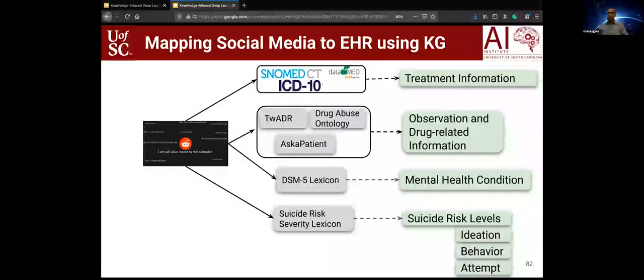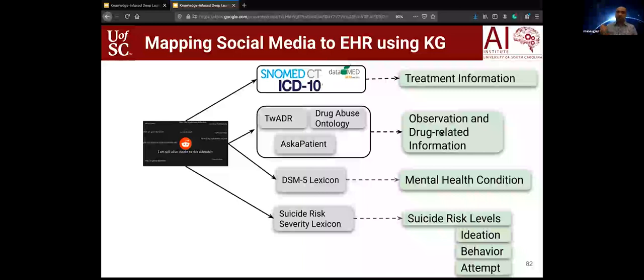So in short, what we achieved in this entire process is that there is Reddit, which is the social media; you can replace it with Twitter. And we have different knowledge sources for it. These knowledge sources are SNOMED CT, which gives you treatment-related information; Twitter ADR and all of the lexicons, which give you observation and drug-related information; DSM-5, which gives you mental health-related information; and the suicide risk severity lexicon, which gives you the different levels of risk. In turn, this information allows you to map the EHR with social media, which is fascinating. Getting an 84% agreement was remarkable for us, because this was a completely unsupervised approach. We did not use any supervised labels in our training or our labeling process.